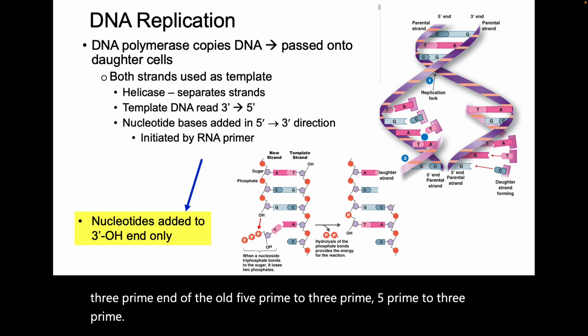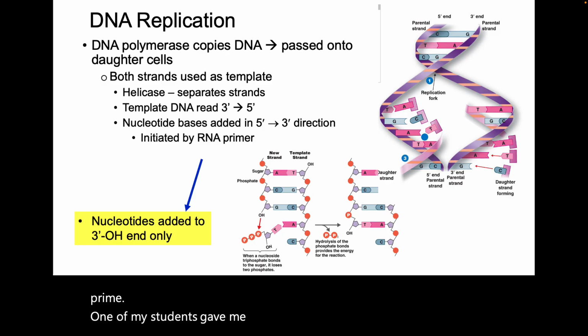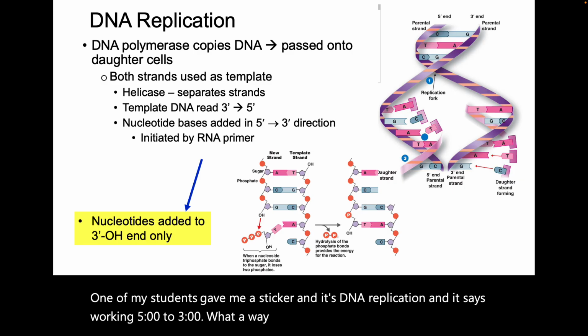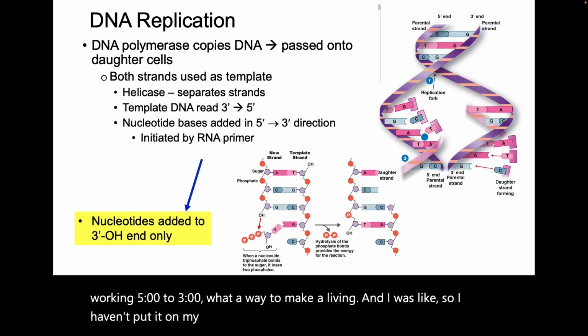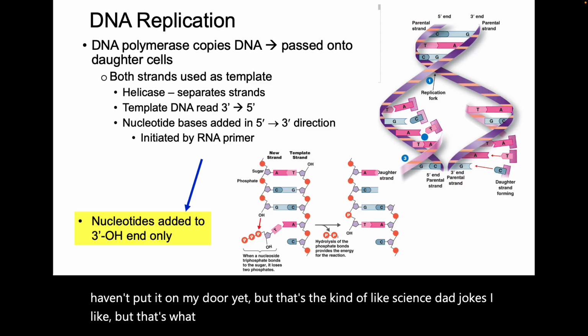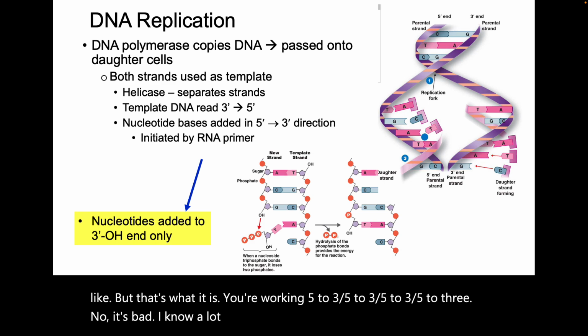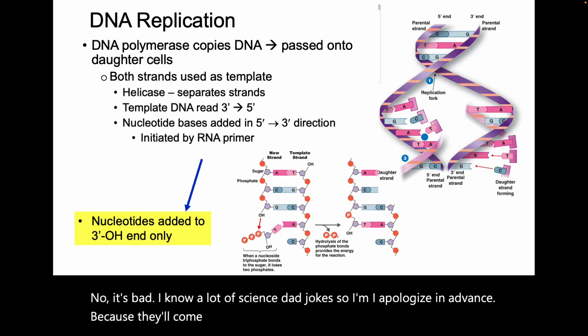One of my students gave me a sticker, and it's DNA replication, and it says working 5 to 3, what a way to make a living. I haven't put it on my door yet, but that's the kind of science dad jokes I like. You're working 5 to 3, 5 to 3. No, it's bad. I know a lot of science dad jokes, so I apologize in advance, because they'll come out whenever I have an opportunity.